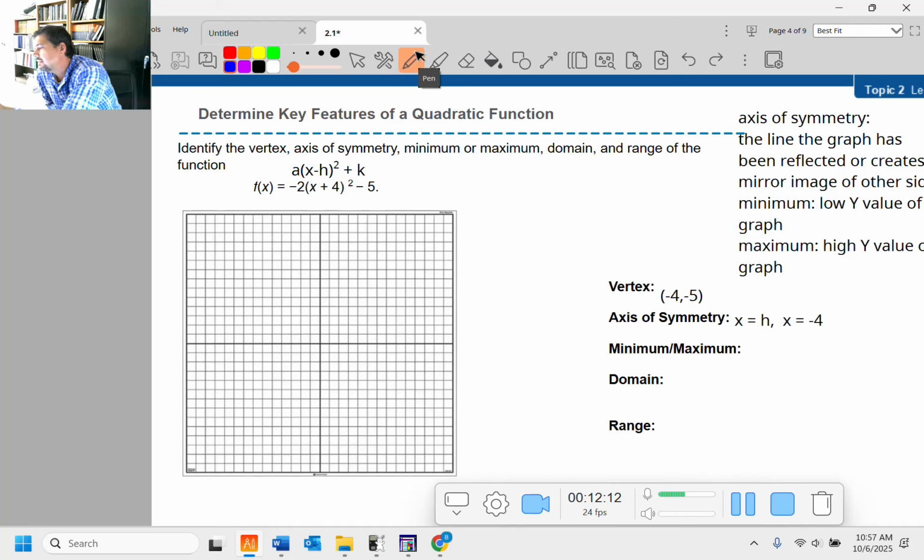All right, the axis of symmetry here. So first let's graph it. The vertex is at -4, -5. I know a handful of y'all really struggle with the xy axis. That's something you're going to have to work on. Let's go up here.